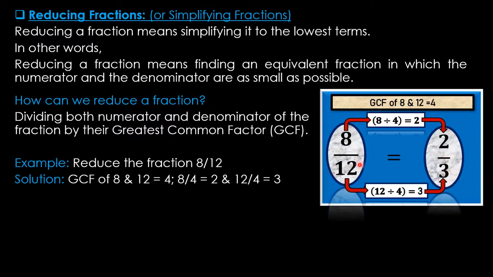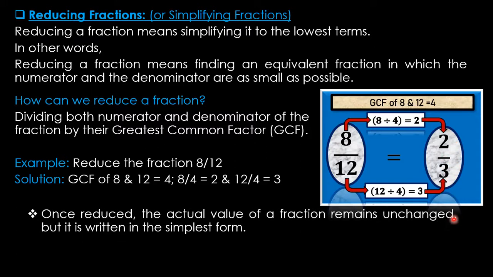The reduced fraction of 8 over 12 is equal to 2 over 3. Once reduced, the actual value of a fraction remains unchanged. Keep that in mind. So this fraction is unchanged, but it is written in simplest form. That's why it is also called an equivalent fraction.